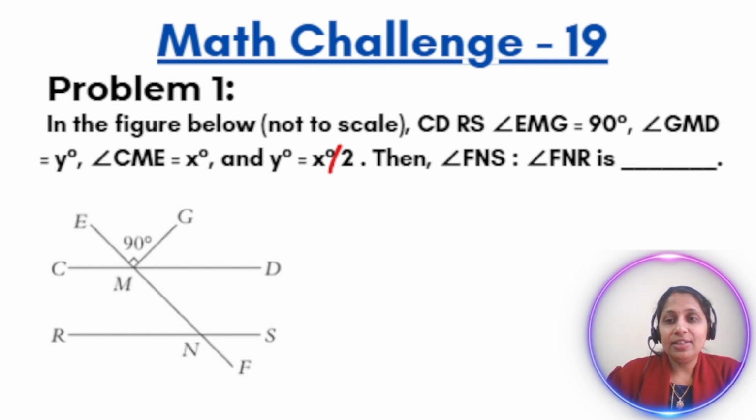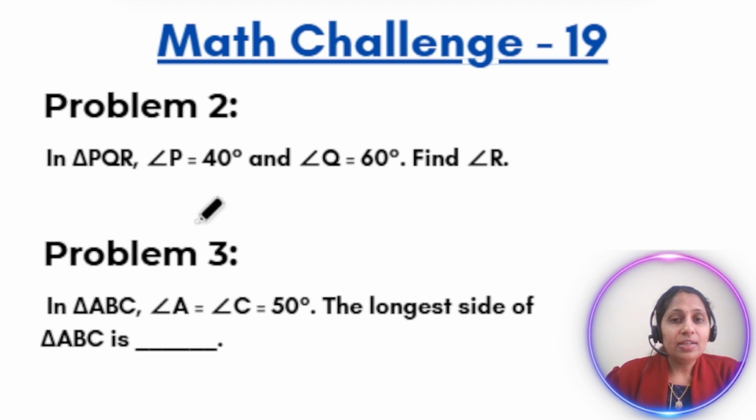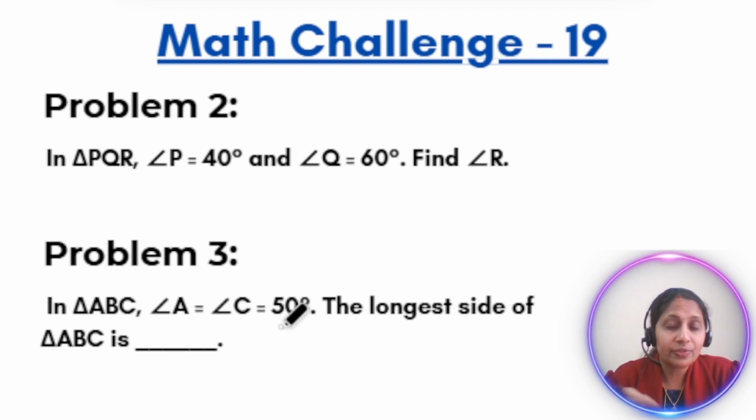Solve it. And the next one is, in a triangle, angle P is given, angle Q is given. Find angle R, which is very easy, right? The third problem is angles A and C are equal and both are equal to 50 degrees. Find the longest side of ABC, which means you have to find the length of the longest side. I hope you are clear with the questions.